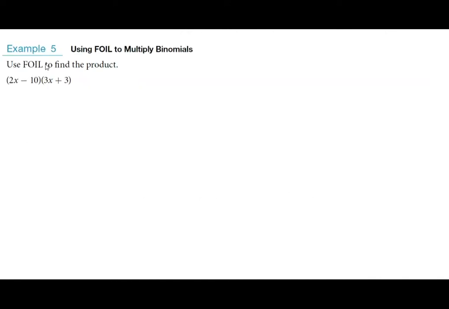Example 5 asks us to use the FOIL method to multiply the binomials. First quantity 2x minus 10, second quantity 3x plus 3. So I'm going to do the first terms first, and I'm going to write this down. This would normally be a mental step, but here's our first term, and then I'm going to do the outer terms, so that's 2x times 3. Now, usually this would be a mental step.